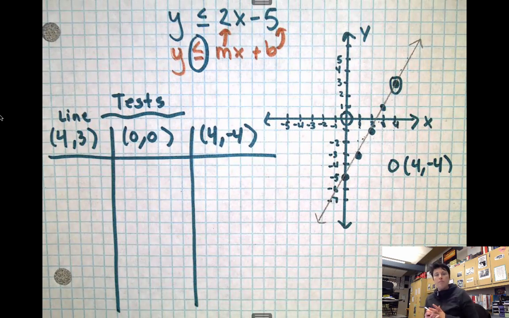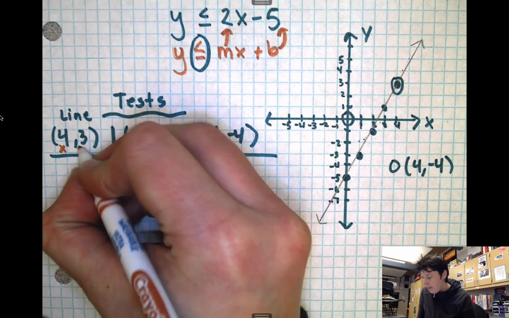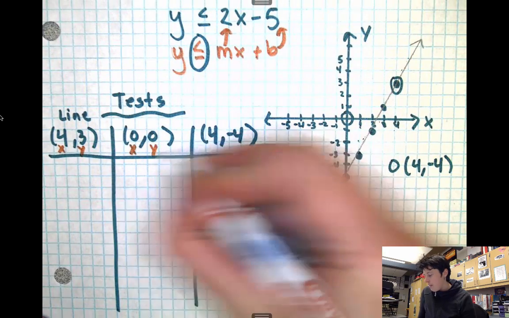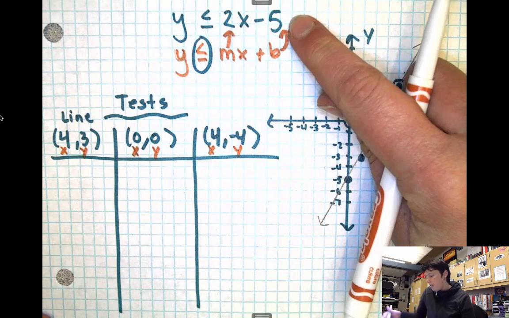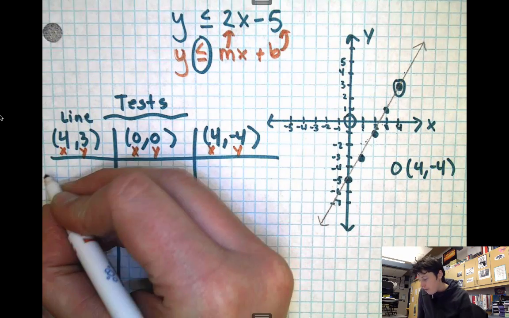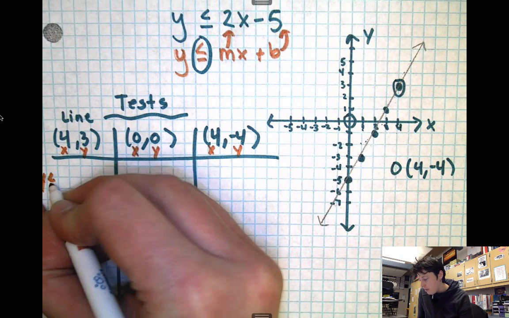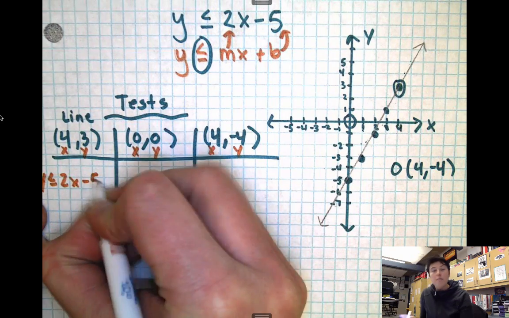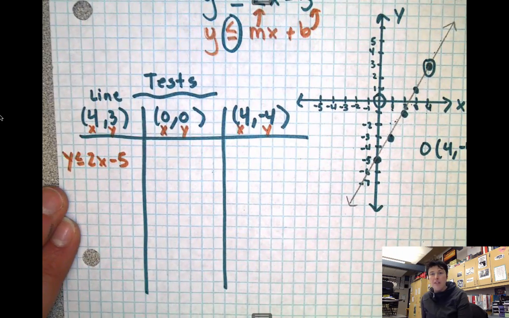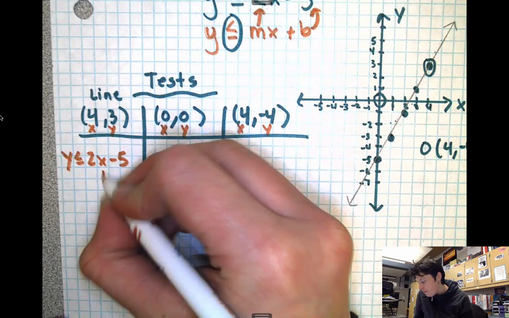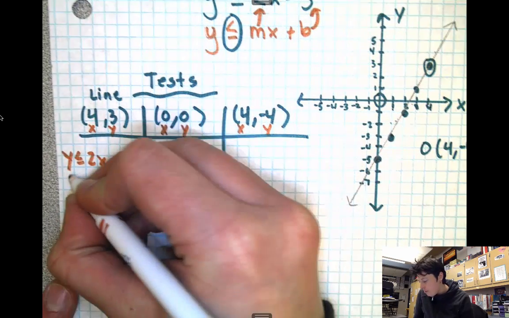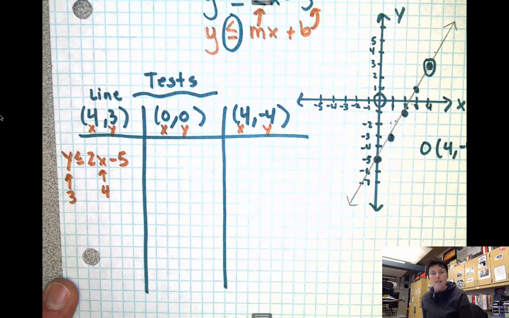And the way I'm going to run my tests is I'm going to check them in the rule, in the equation. These are x values and y values. And so I'm going to take this equation: y is less than or equal to 2x minus 5. I'm going to write it down. And I'm going to test my point and see if it works. I'm going to put in 4 and 3 for the x and y. I'll put 4 here, and I'll put 3 here. And I'll see if that works.